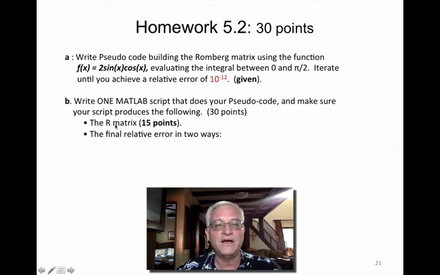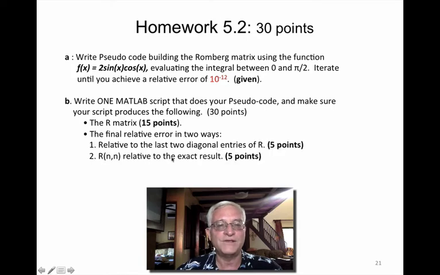So you're going to get 15 points to create the R matrix. And recall from our lectures, you're developing a triangular array where you can look at the first order solution, second order solution, third order solution, and so forth. I want you to look at relative error in two ways. The first way is to look at the last two diagonal entries going down that R matrix. View the very last one as your most precise number and the second to last one as your next best number, and do the relative error like we have in the past using those two values.